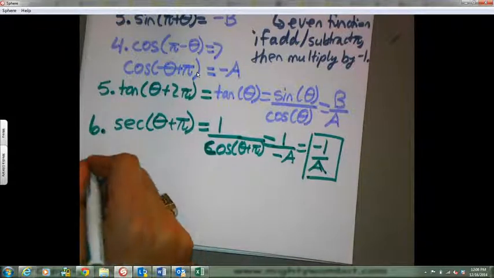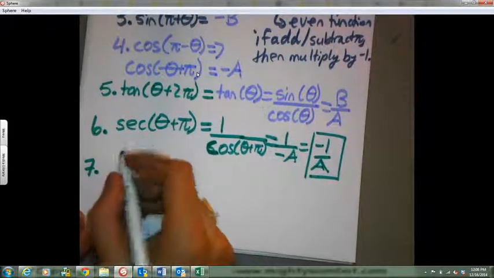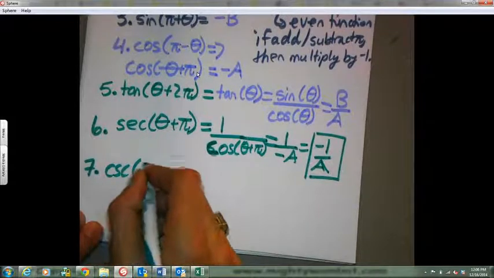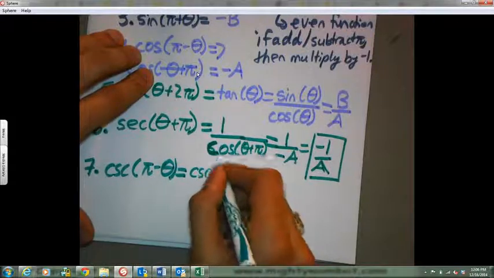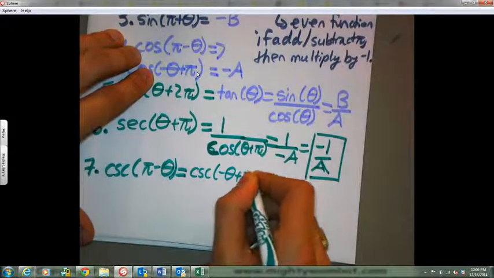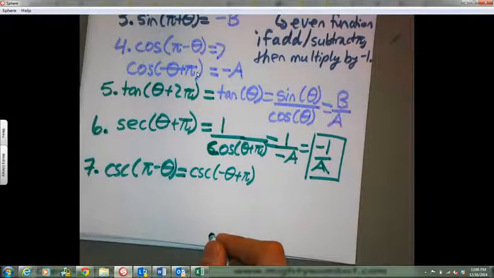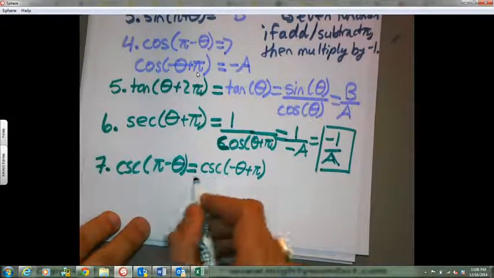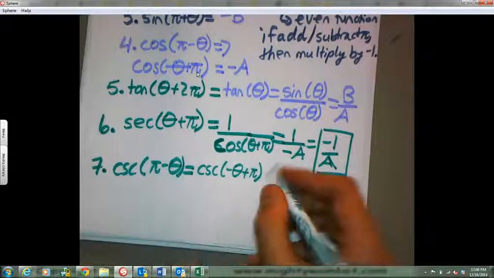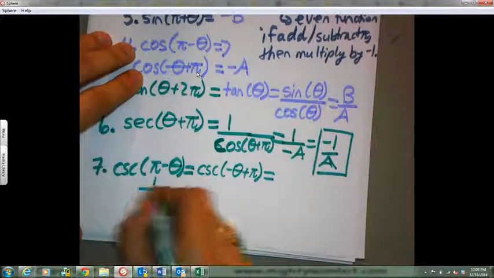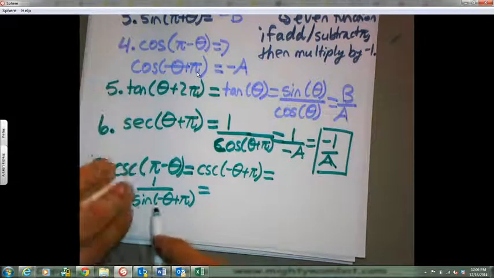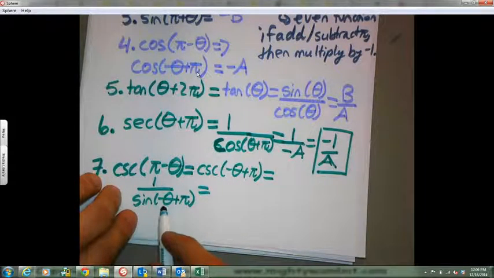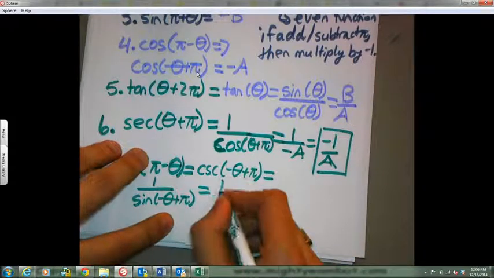Number 7. Remember, anytime we have a minus theta, we always rewrite it. Remember how you can write cosecant as either sine or cosine? Remember how you find sine of negative theta? Remember what happens when you add pi? And I hope you all get this.